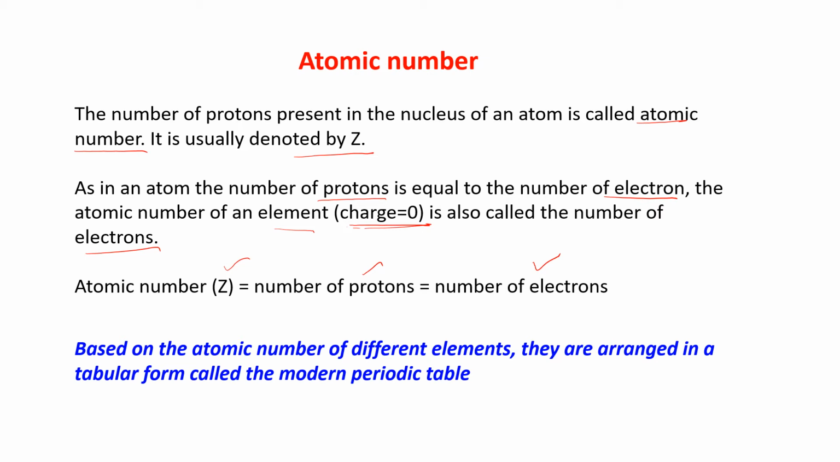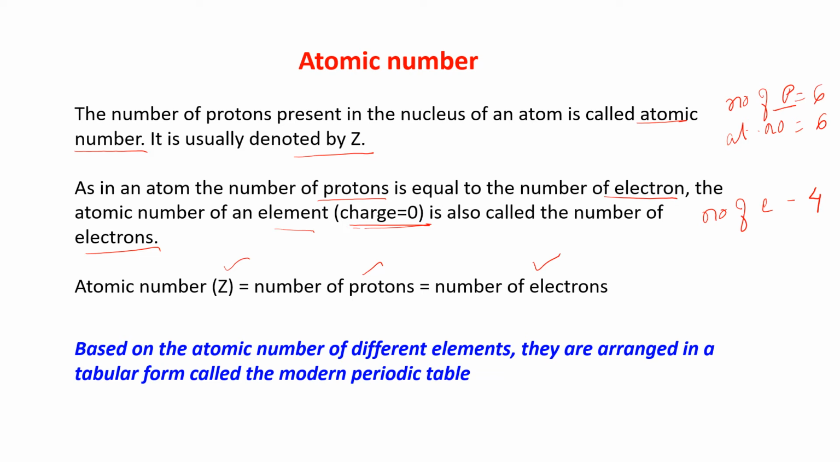Now, suppose it is said the number of protons of an atom is equal to 6. Then what is its atomic number? So it is 6 because the number of protons is 6. You know that atomic number is equal to number of protons. But suppose it is said the number of electrons is 4. So what is its atomic number?